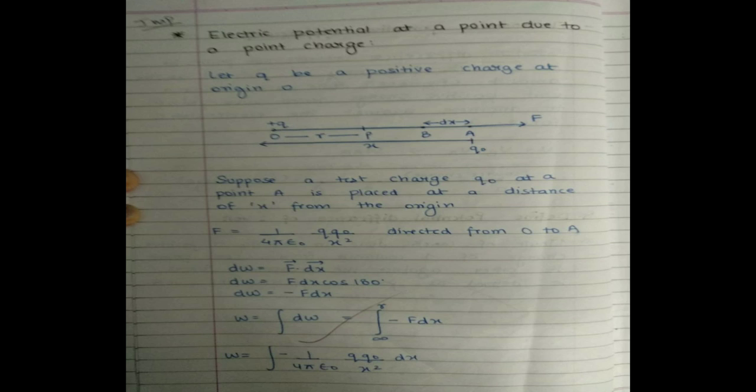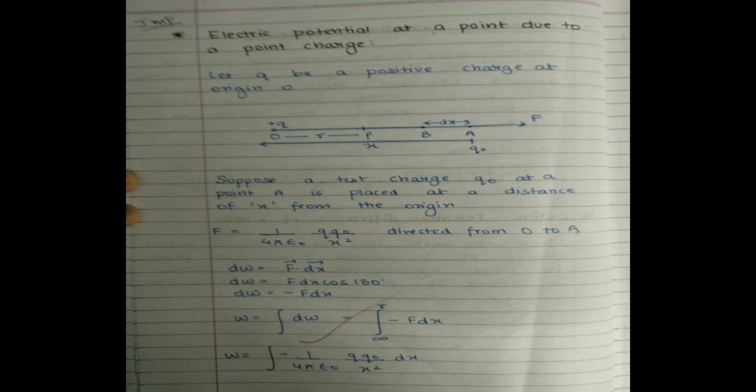Now we know that the scalar product A dot B is equal to AB cos theta. So here F dot dx can be written as F dx cos 180 degrees. Cos 180 degrees is minus 1. So dW is equal to minus F dx. This is the small work done.